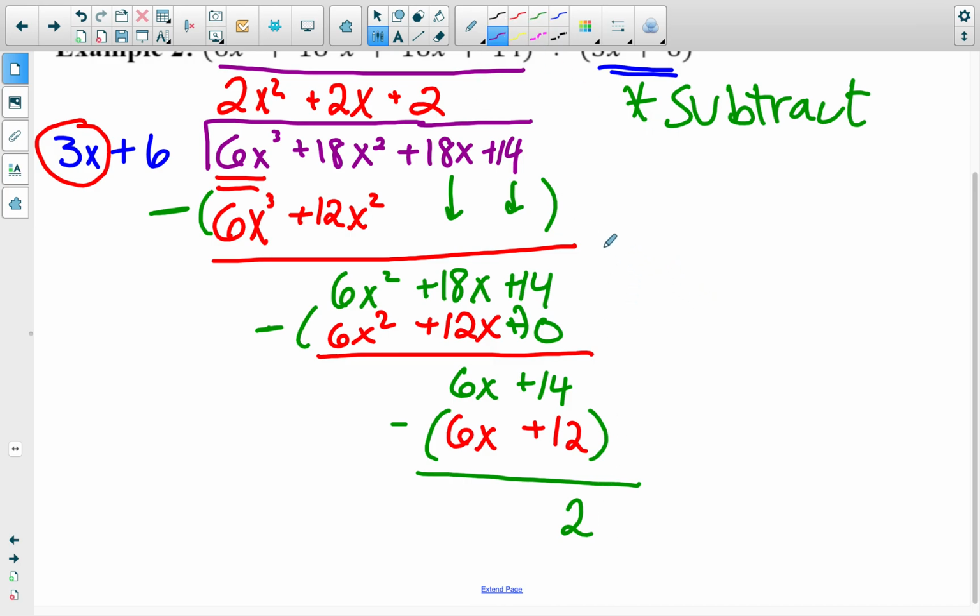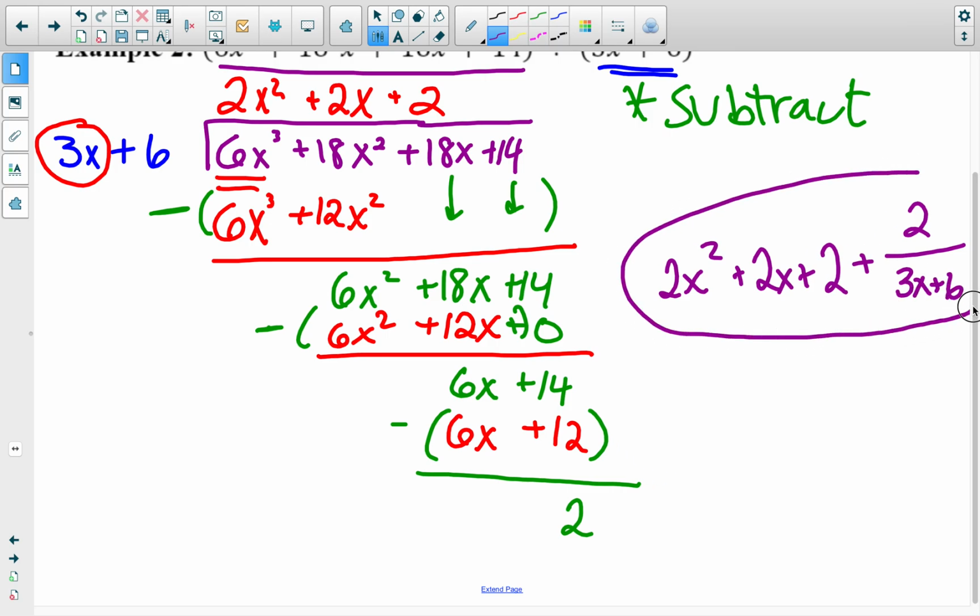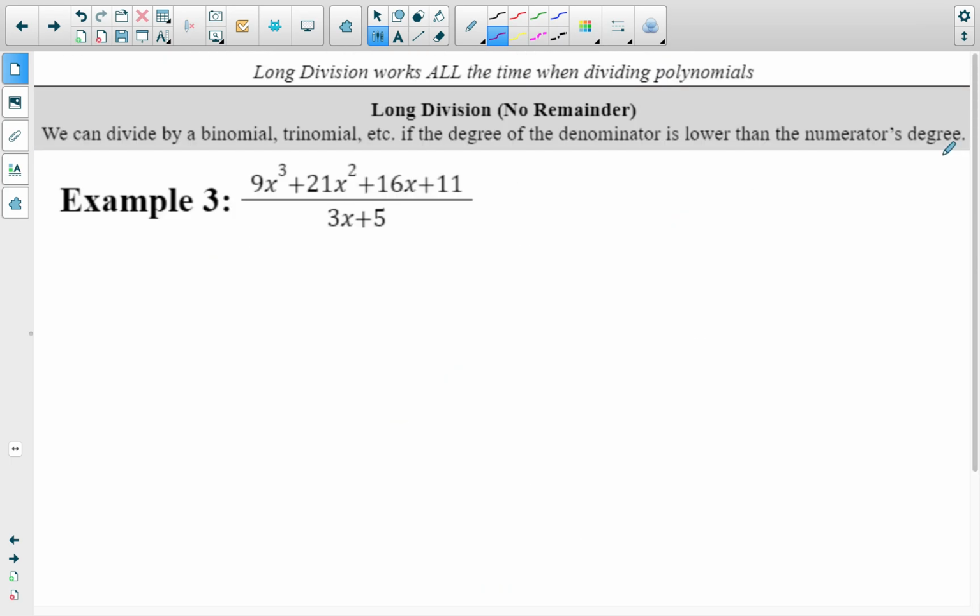Meaning that our answer is going to be the following. Look at your answer: 2x squared plus 2x plus 2. And then we have this remainder, right? We're going to write that remainder as a fraction, 2 over our outside expression, 3x plus 6. There we go. What's nice about long division is it's the same thing over and over again. Once you get familiar with the pattern or the algorithm, it's called the division algorithm, you're going to be smooth sailing. Pause the video and give this one a try.